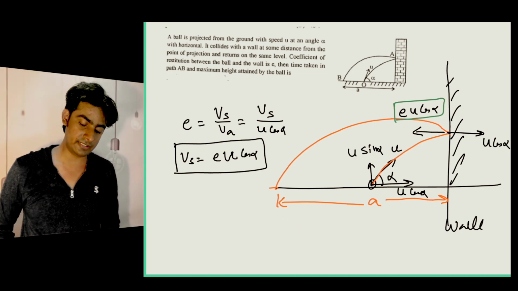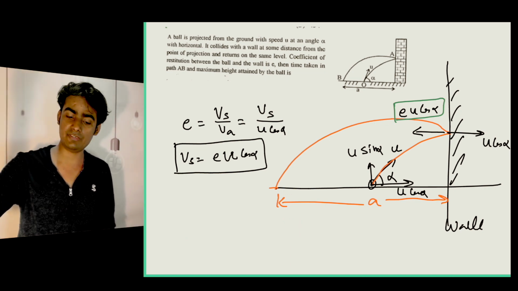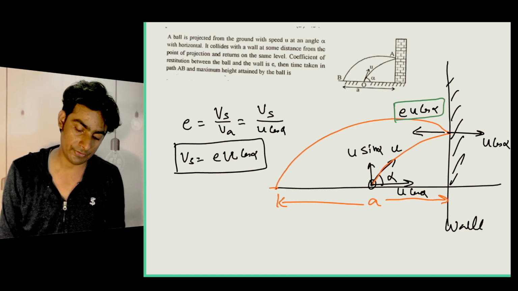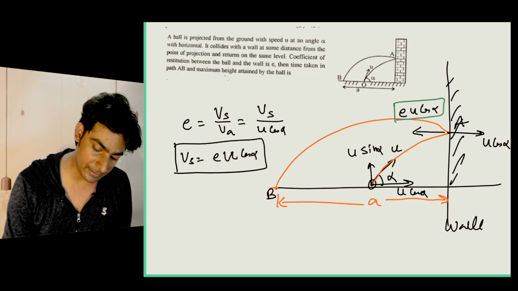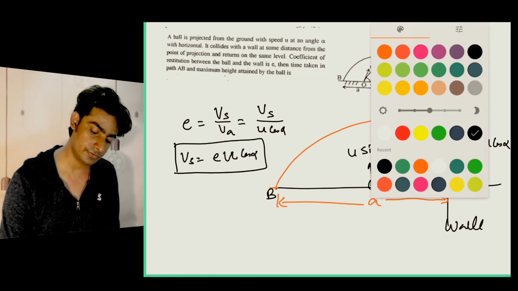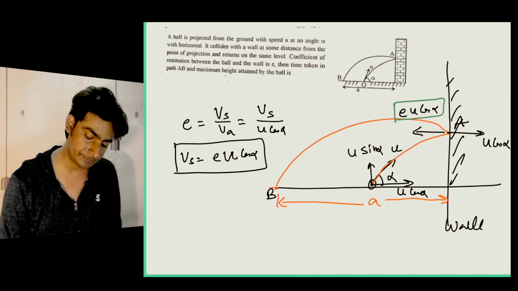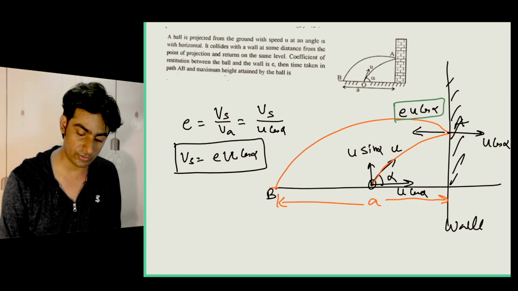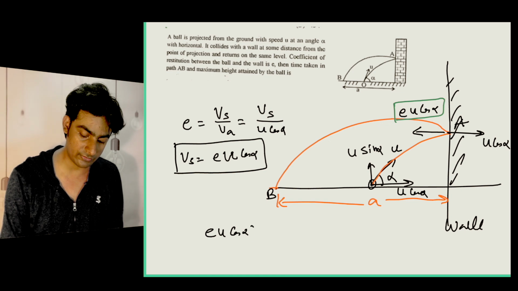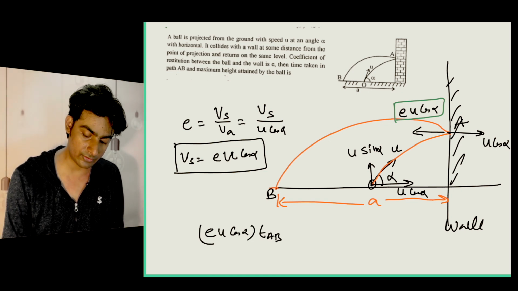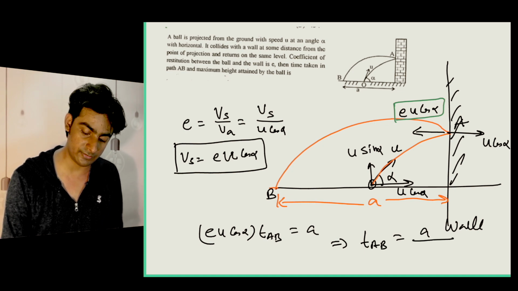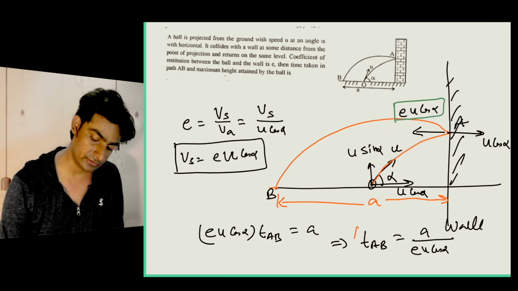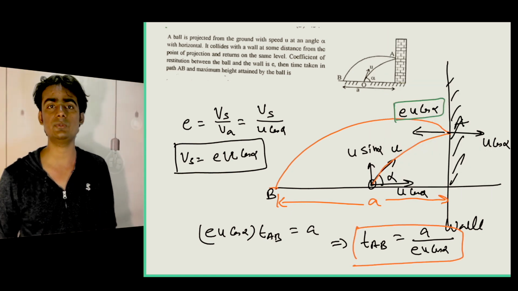So we got that equation that it will reflect with the velocity Eu cos alpha. So now we have to calculate, we have a B point and we have this A point. We have to calculate this time. We know this speed is Eu cos alpha, so we can write Eu cos alpha into the time AB equals A, which is given. So we can say that time AB equals A divided by Eu cos alpha. So this is how we calculate the time. This is very easy to calculate.